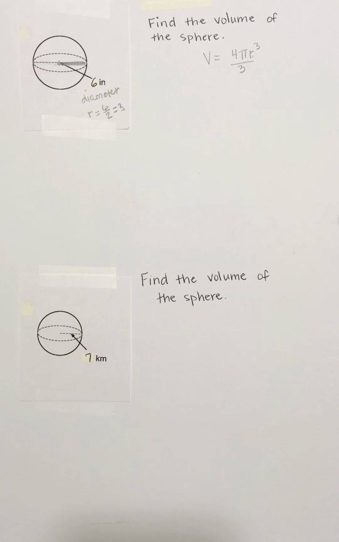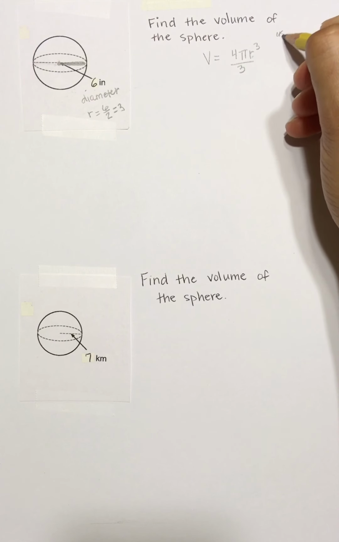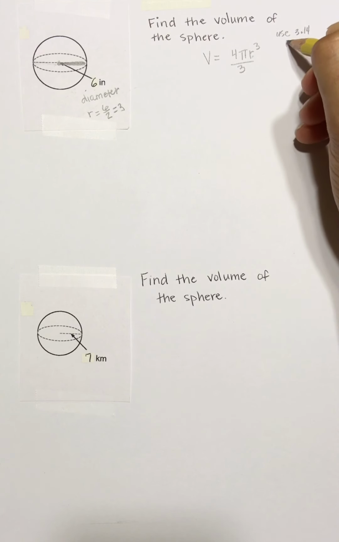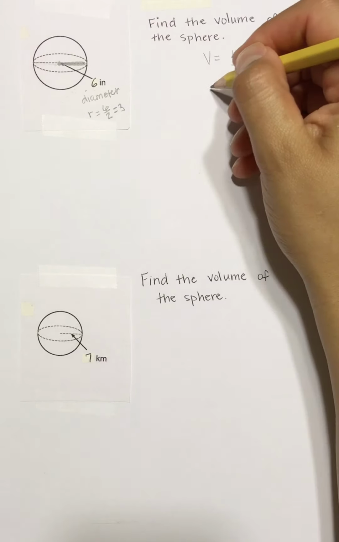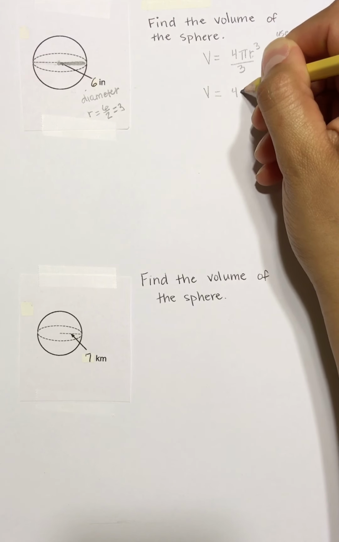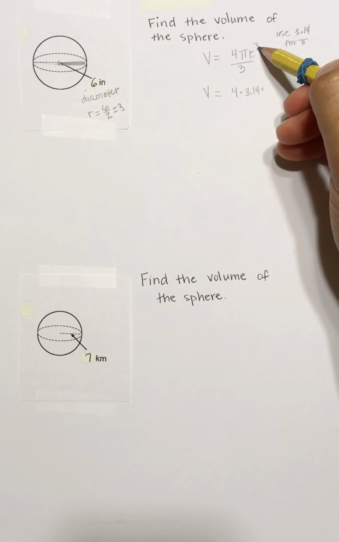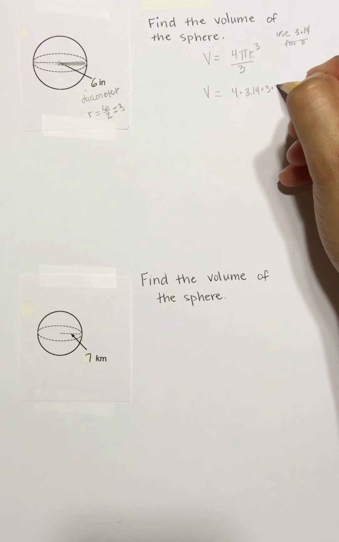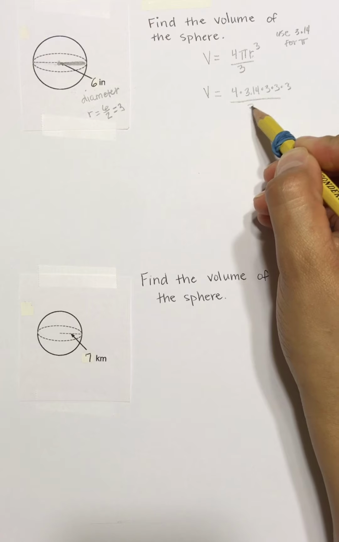Pi, I already know pi is 3.14. Should probably add that in here somewhere, right? Use 3.14 for pi. Okay, so just put those in there. Put that in your calculator. So 4 times 3.14 times r cubed. If you remember what r cubed means, it means there's 3 of them. So 3 times 3 times 3. And then take all of that and divide by 3.